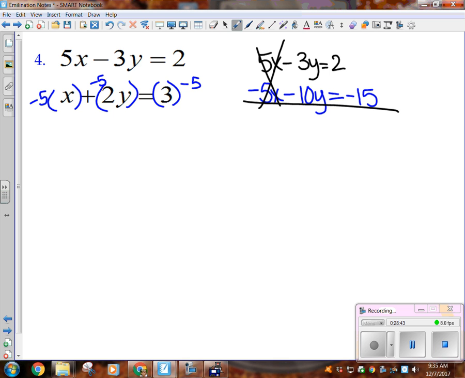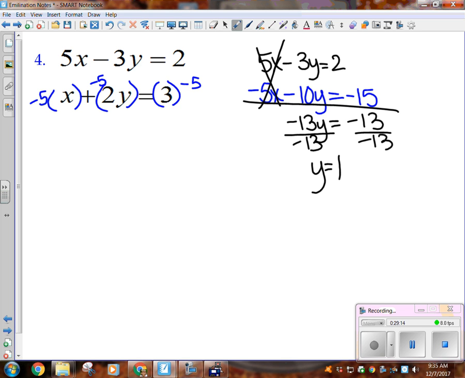5 plus negative 5 is 0. X's are gone. Add the y's. Negative 13y is equal to, now what's 2 plus negative 15? Negative 13 again. Divide by negative 13. Y equals what? You're right, it's 1. Anything divided by itself is 1.